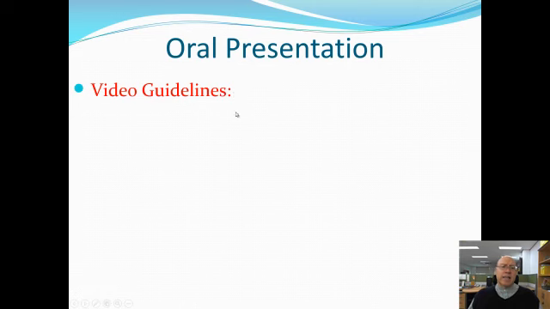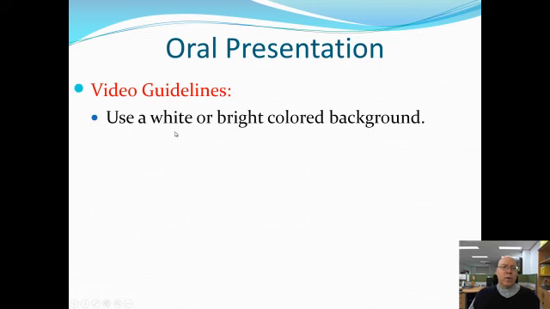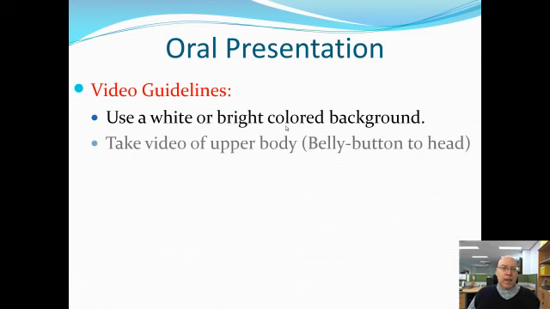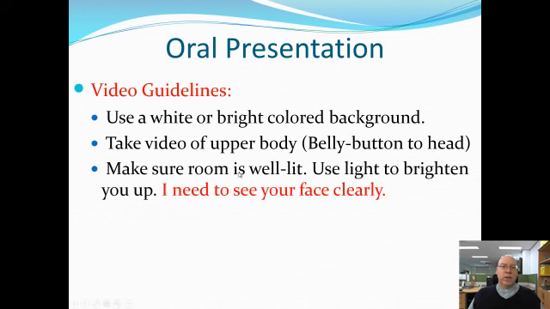The video guidelines. You're making a video, so how's that going to work? Well, we want to use a white or a bright colored background. What is behind you, make sure that it is bright, a lighter color. Take video of the upper body, basically from your belly button, your chest, all the way up to the top of your head. This area that you're seeing here for me is the area that you're going to be filming.